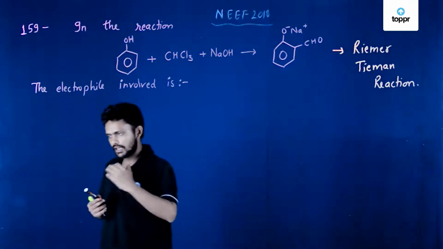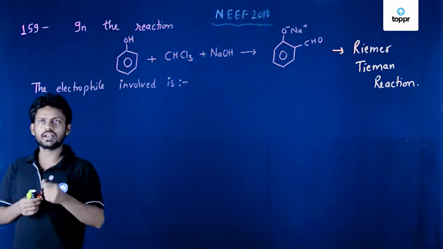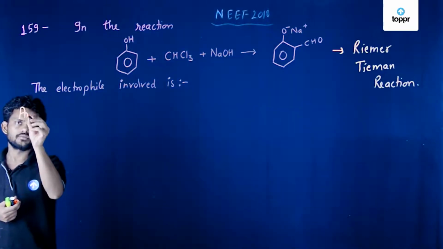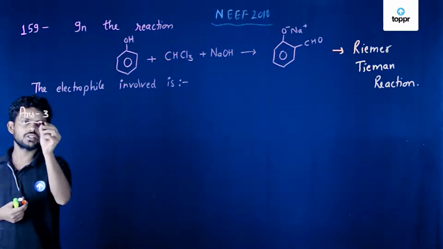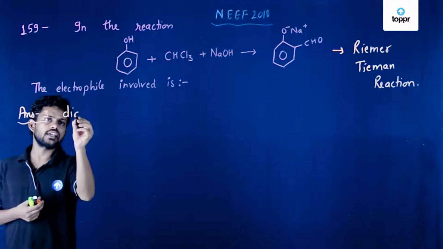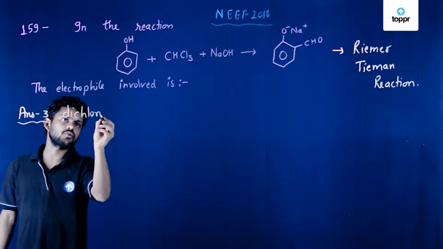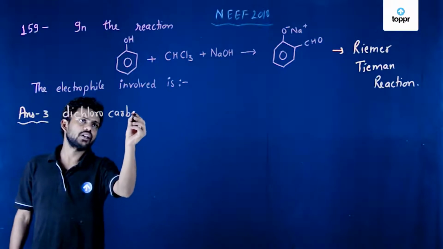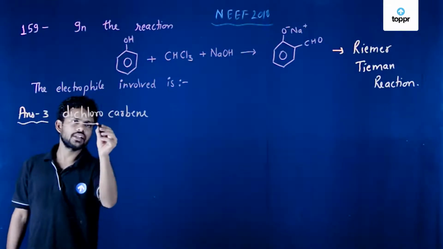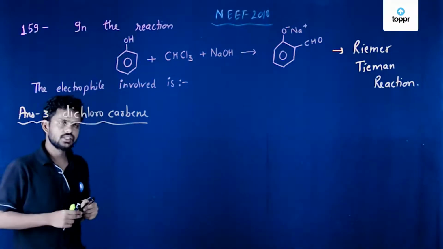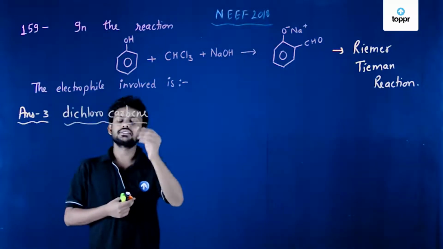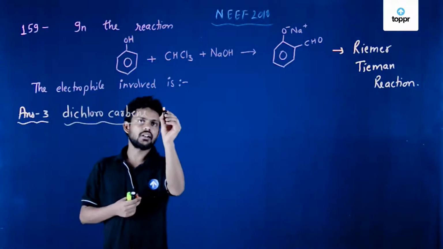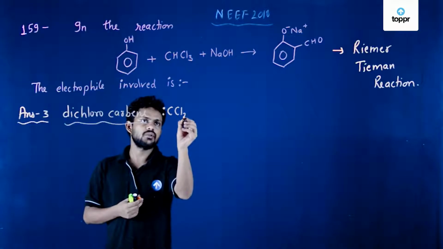Okay, so there are 4 options and the correct answer was option number 3, which was dichlorocarbene. Okay, so if you know the mechanism, you can easily tell that this is the species which is going to react as an electrophile in this particular reaction. So we mention dichlorocarbene as this.